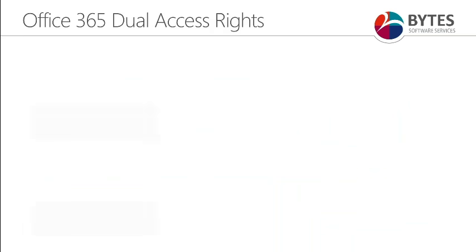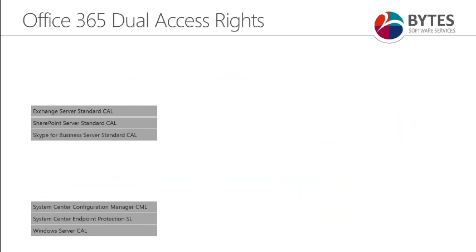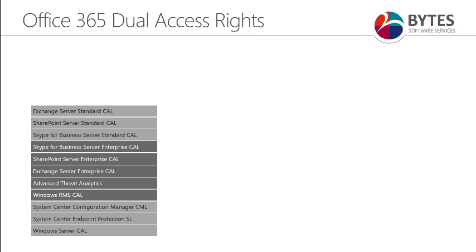So in terms of dual access rights, on the left-hand side in the grey, we've got the 6 components of the Core Cal suite. So if you're familiar with how Microsoft licenses enterprise agreements, typically in the past you used to buy the Core Cal suite or the Enterprise Cal suite. So the Core Cal suite typically includes the standard client access licenses for Exchange, SharePoint, Skype for Business, and then for the infrastructure servers, Windows Server and System Center Configuration Manager, and then endpoint protection.